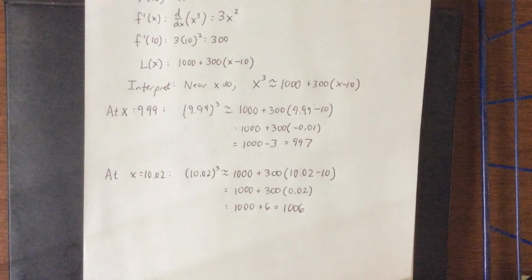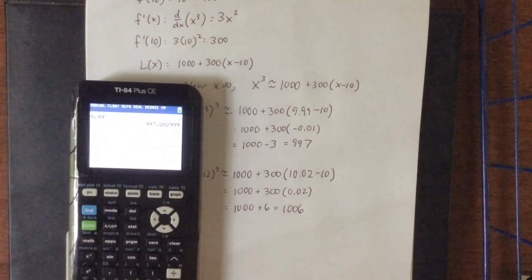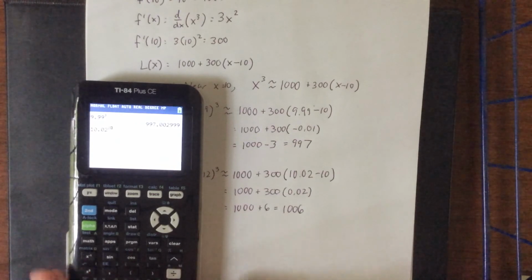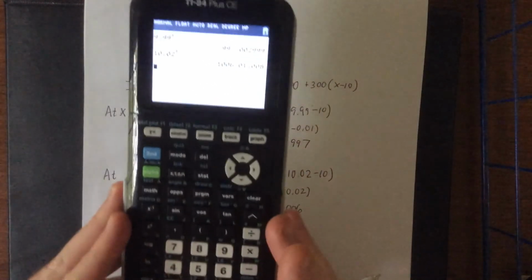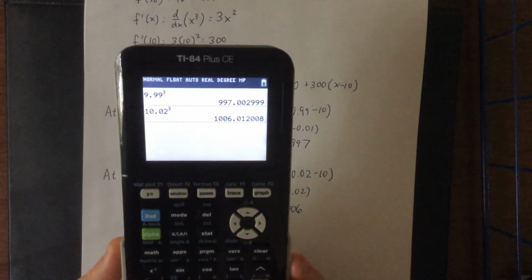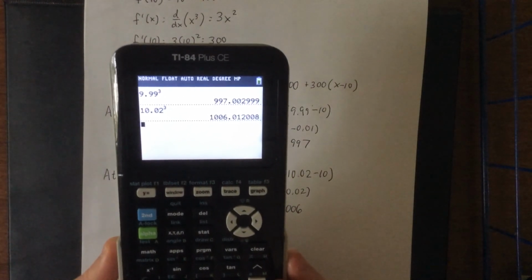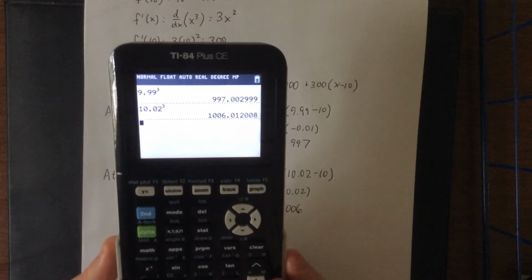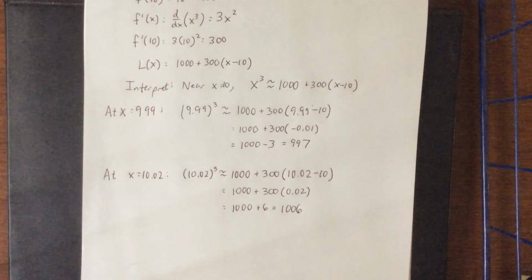And once again, we can use our calculator to verify how good our approximation is. So 10.02 to the power of 3. Hold this up and hopefully we'll be able to see it okay. That is 1006.012008. So accurate to the first decimal place at the very least. So that's a pretty good approximation.